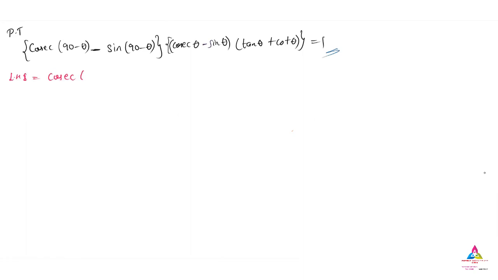cosecant(90 minus theta) minus sine(90 minus theta). And remember, when you are writing anything, put the brackets properly, otherwise it will make a big difference. And the sign also you have to put correctly, otherwise you are not going to get the correct answer. So left hand side we have taken down, and now we have to solve this.